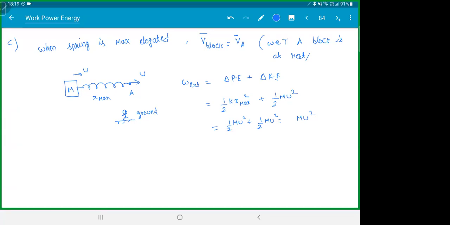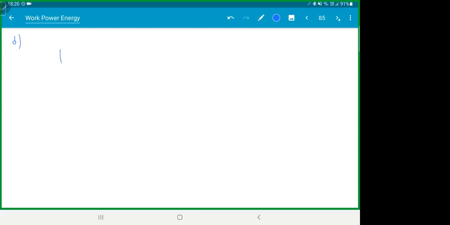What about the fourth part? What happens when the point A is accelerating with constant acceleration? Now what to do? Now again, same story. You stand on the point A. If you just go and stand on point A, we apply a pseudo force.